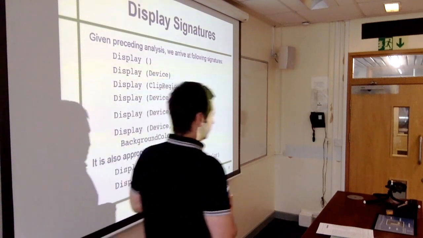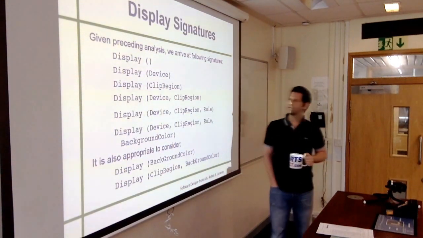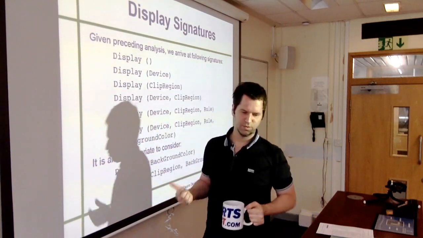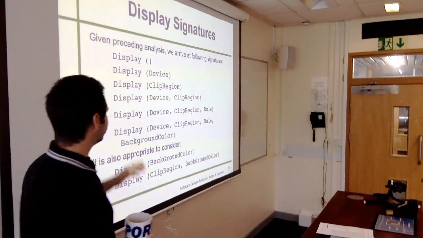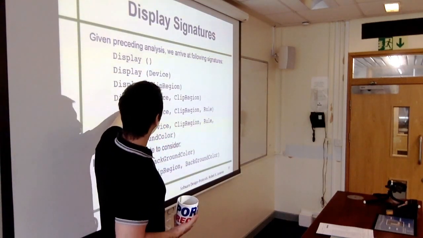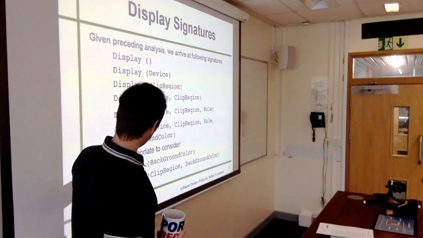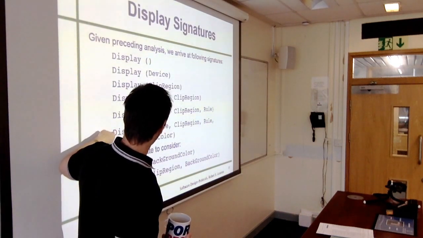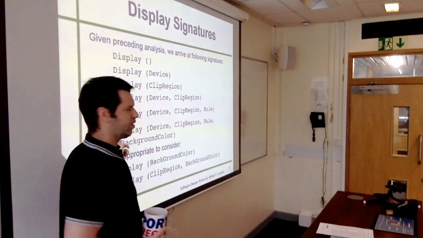And this is a set of signatures that we can derive based on that discussion, right? We have a display method with no input parameters, and a display method that takes the device as input, and so on. Guess which one is never going to be used? Nobody's ever going to call this method.